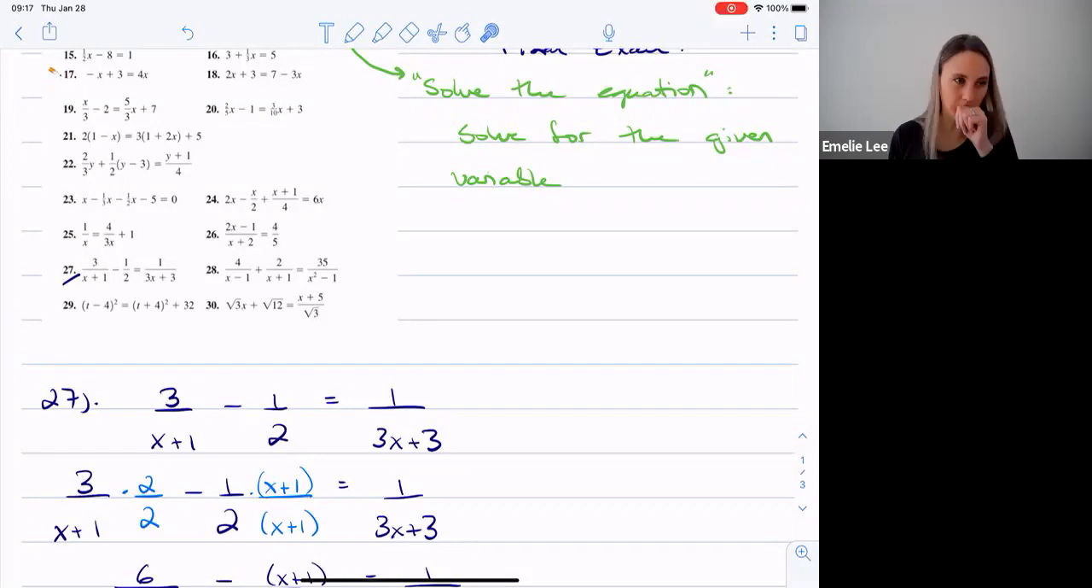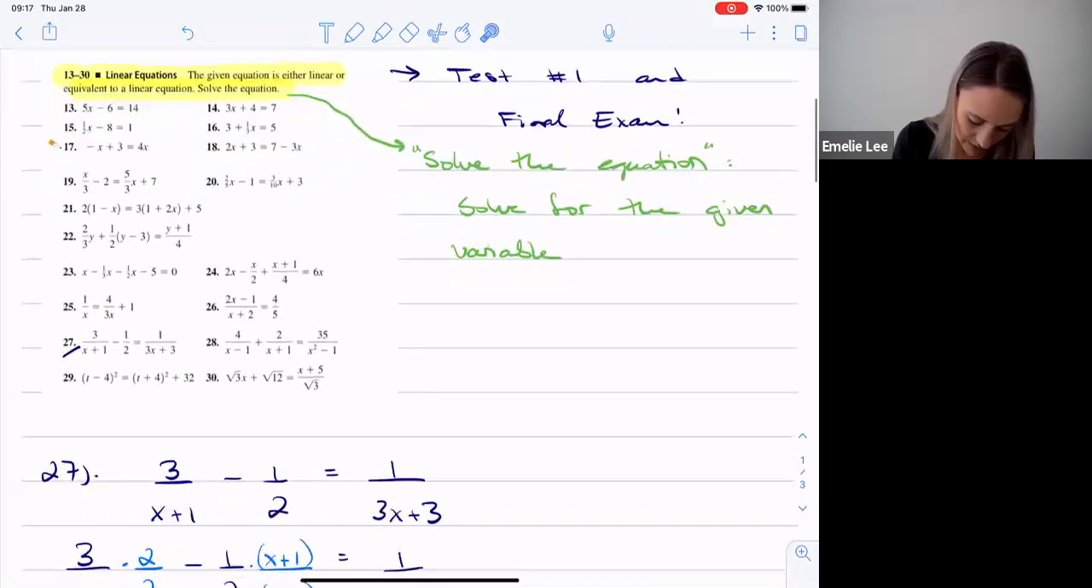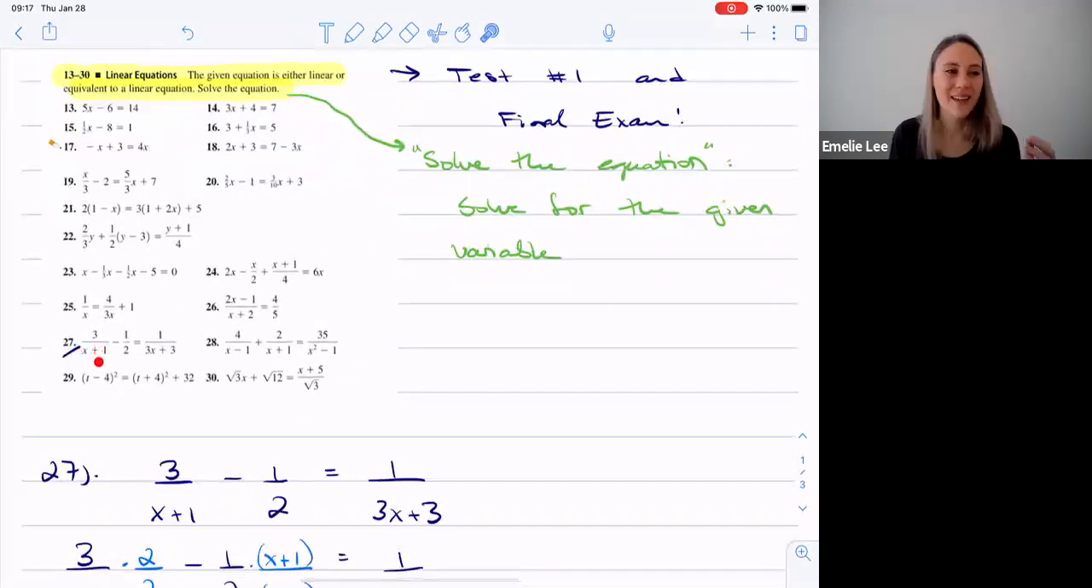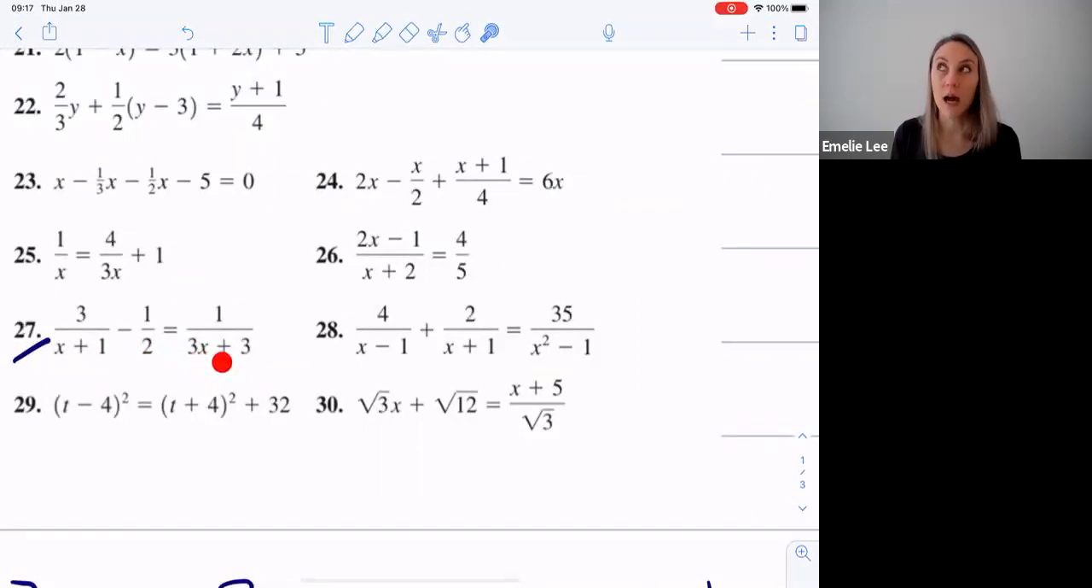So here we solved linear equations, right? We solved for x, we solved for what value of x makes this true. In this case, what value of x makes this big thing here, 3 over x plus 1 minus 1/2, equal to 1 over 3x plus 3, right? We found that x must be 13 over 3. And that's not obvious, right? But we were able to solve for it and find that variable, or that value of x, that makes that true.